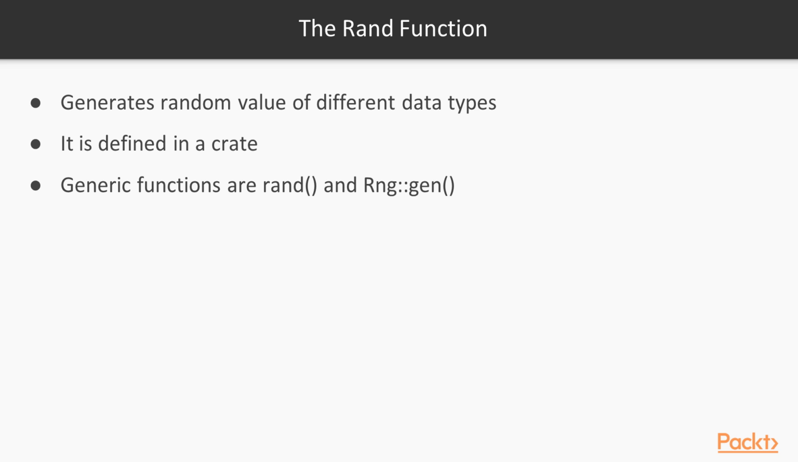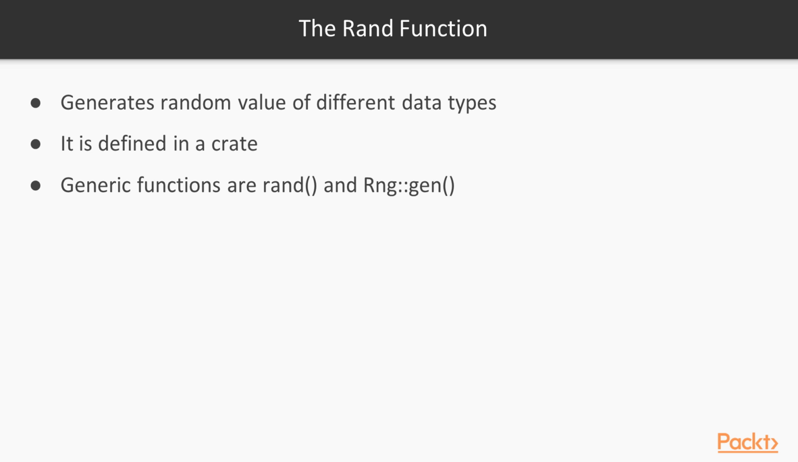Every programming language has a function which can generate random values of different data types. In general, this is called the rand function. Like other programming languages, Rust also has a rand function which is defined in a crate called rand. There are generic functions, rand and rng::gen. They could generate any value of data types that implements rand. The rand crate is located in the crates.io. So to use rand, we have to add rand to the dependencies of our project's cargo.toml file.